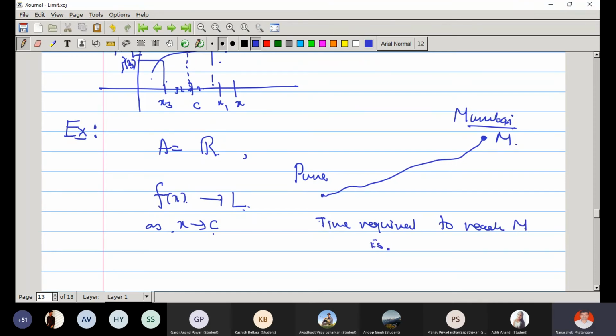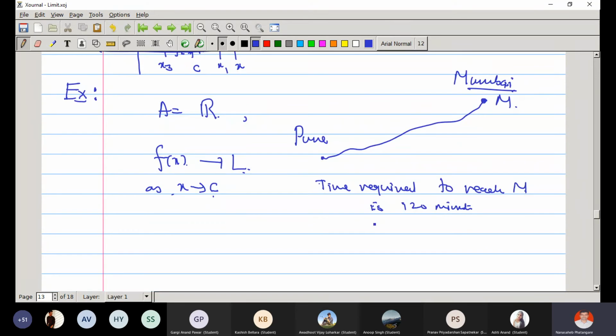Suppose the time required is 120 minutes, 2 hours. And therefore, what is my domain of function? I will start from 0 and go to 120 minutes. At 0 minutes I am in Pune, and at the 120th minute I should be at Mumbai.